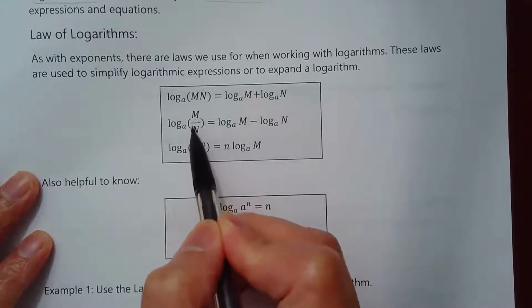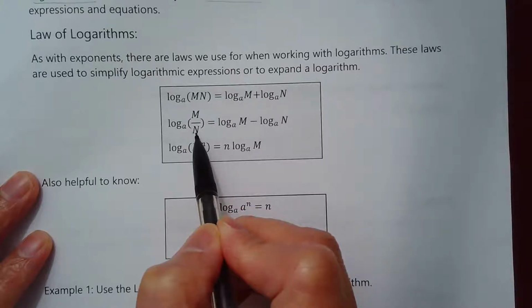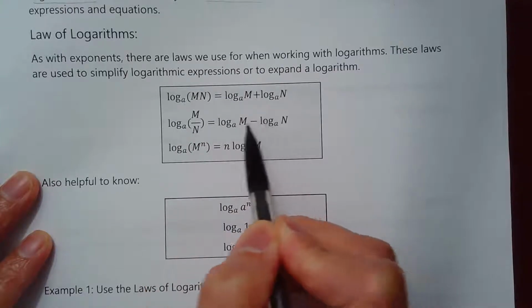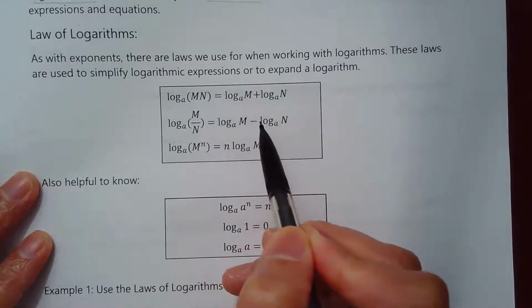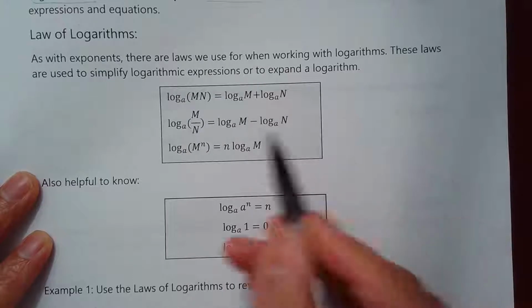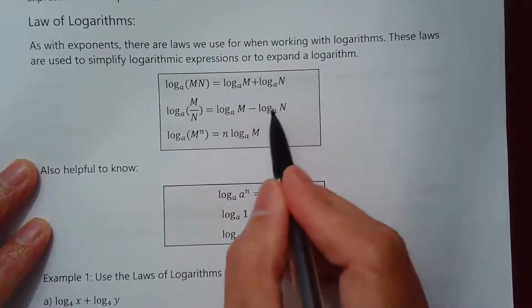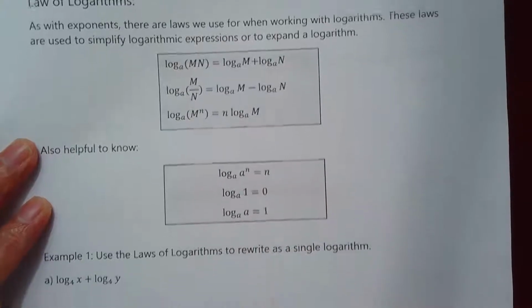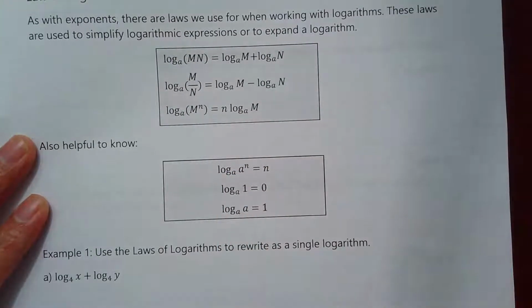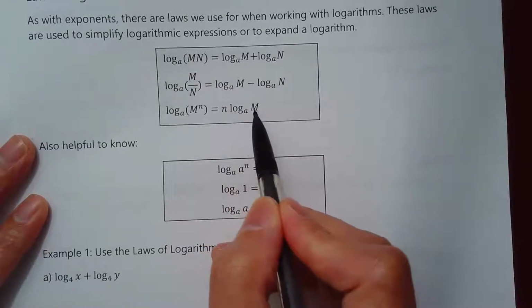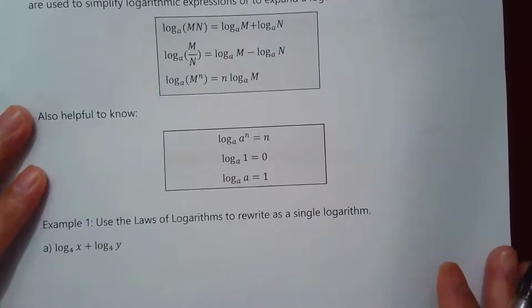If they're being divided, right, m divided by n, this is when you think about the laws of exponents. When you're dividing, we are subtracting the exponent. That's why there's a subtract in here. So log of m base a minus log of n base a. And then this one here is going to be n times log of m base a.